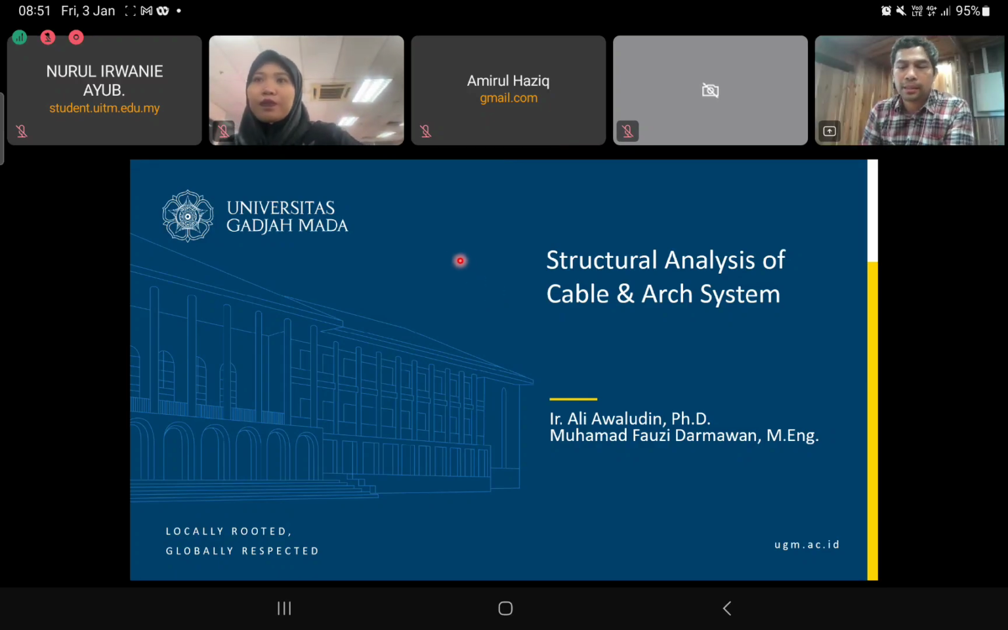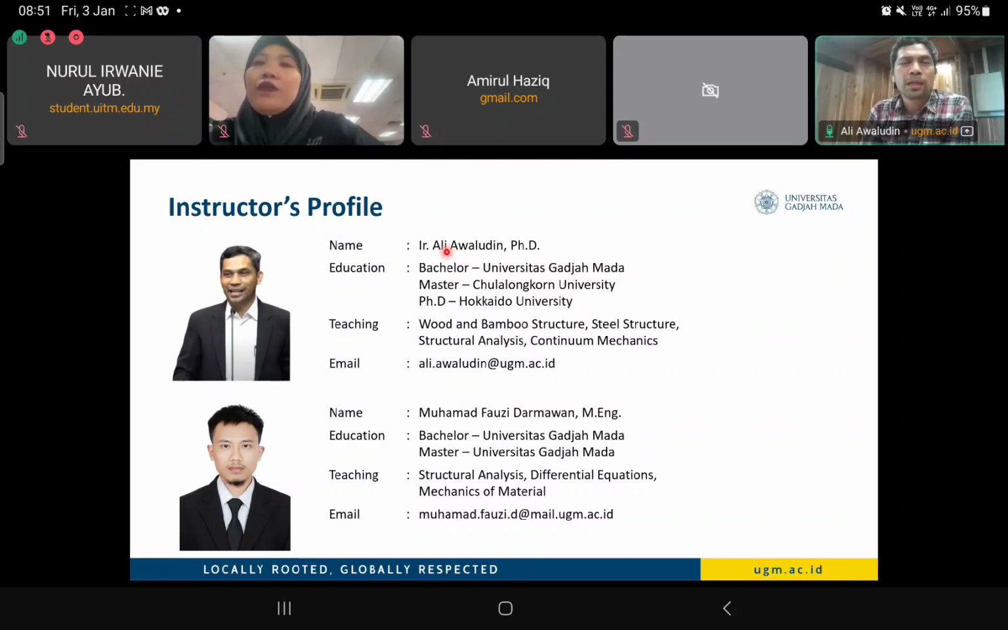So here, I'm Ali from Gajah Mada University. My background is in wood, bamboo structure, steel structure, structural analysis, and also container mechanics.